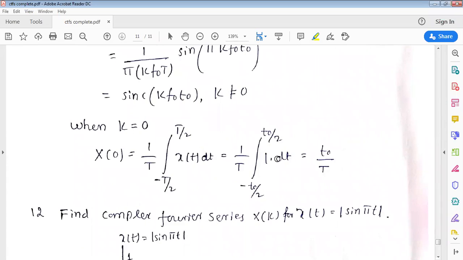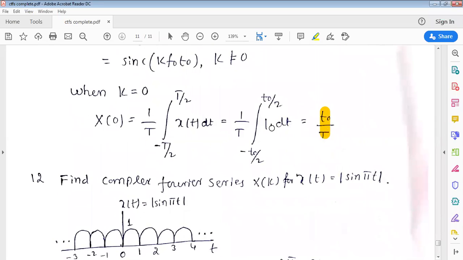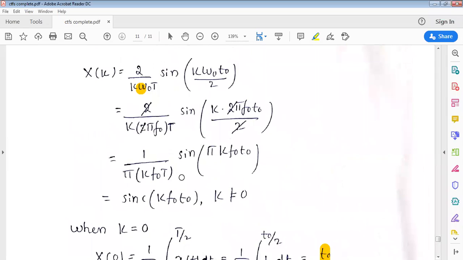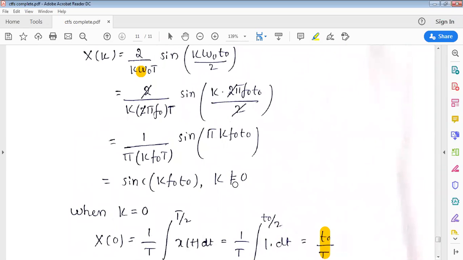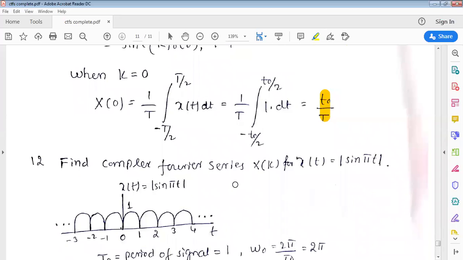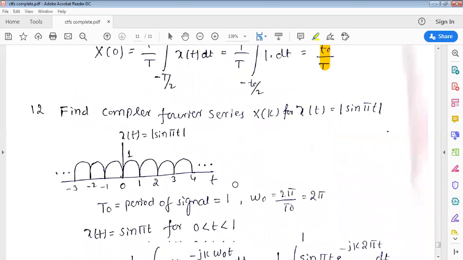1 by t, 1 dt. So t naught by 2 minus of minus t naught by 2 becomes plus t naught, so t naught by t is my answer. Therefore x of 0 is evaluated, and x of k for any k not equal to 0 is evaluated. This solves this problem. Any doubt here?